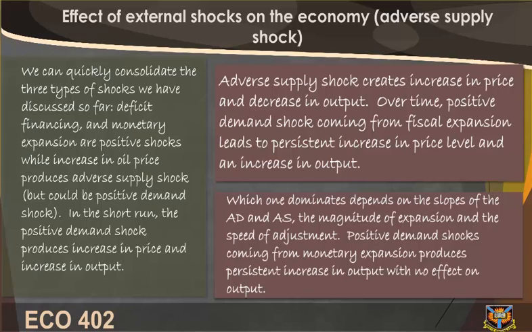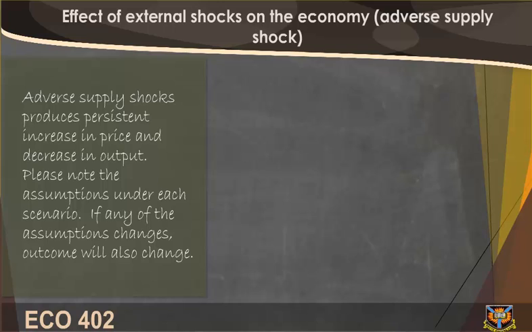Over time, a positive demand shock coming from fiscal expansion leads to a persistent increase in price level and an increase in output. Which one dominates depends on the slopes of the AD and AS, the magnitude of expansion and the speed of adjustment. Positive demand shocks coming from monetary expansion produce a persistent increase in price with no effect on output. Adverse supply shocks produce a persistent increase in price and decrease in output. Please note the assumptions under each scenario. If any of the assumptions changes, the outcome will also change.